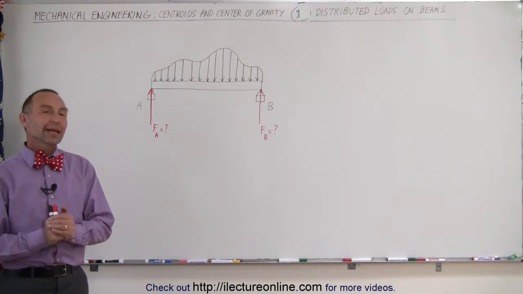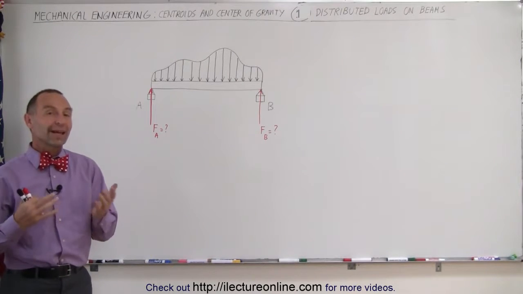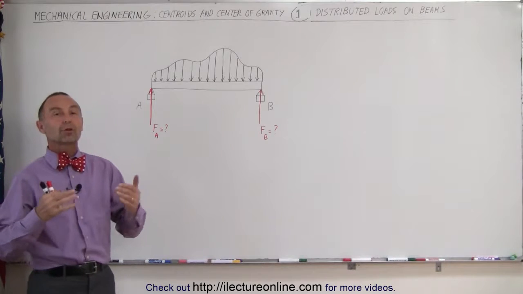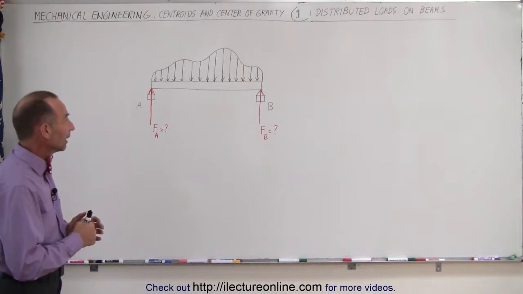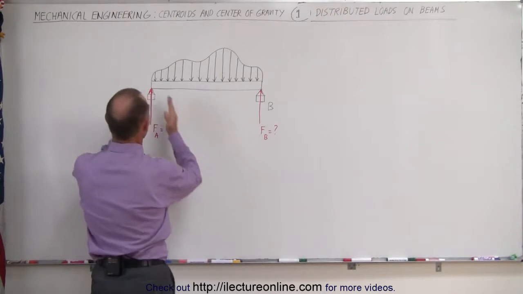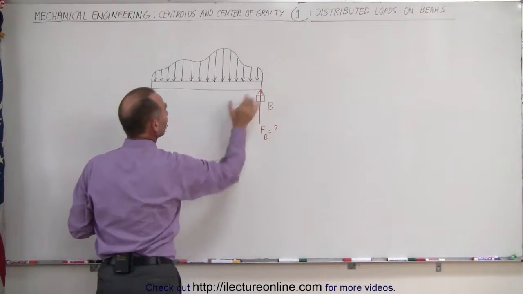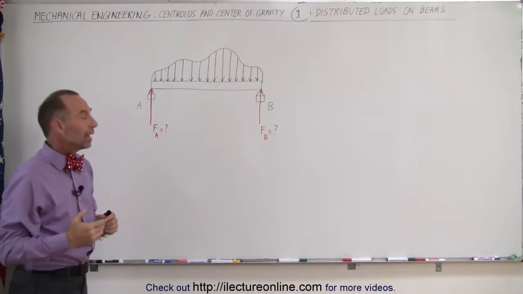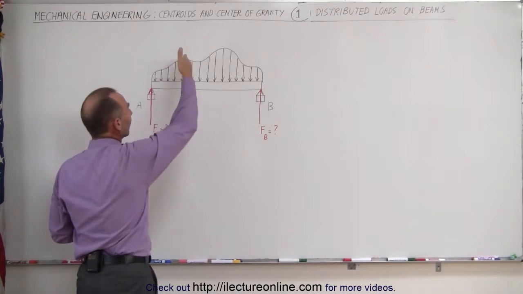Welcome to ilectureonline. In this video, we're going to start some examples on how to find the distributed loads on beams. Here we have a theoretical example where we have a beam which is supported at A at one end, at B on the other end, and we have variable forces acting on the beam.